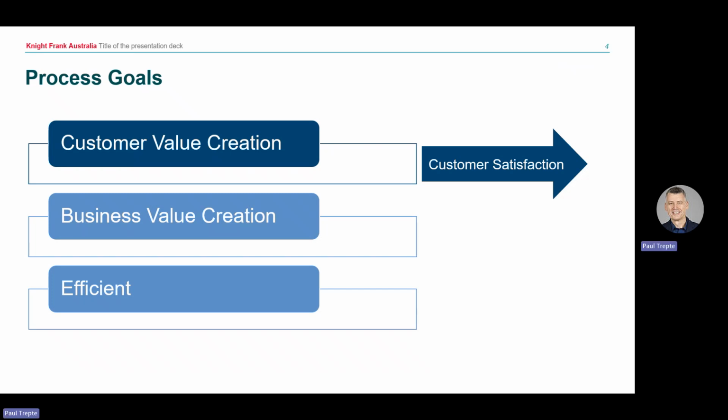The last goal is that our service delivery process needs to be efficient. Processes that are not efficient add to business costs and often mean more resources are required to operate them. The reason for discussing these high-level process goals is that we need to keep these in mind when looking for single points of failure within the service delivery process.